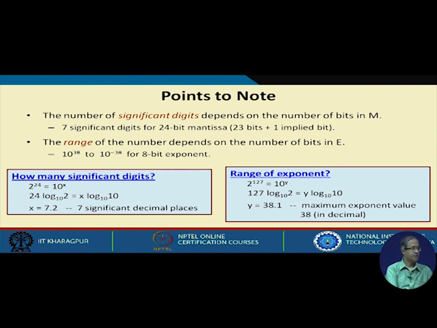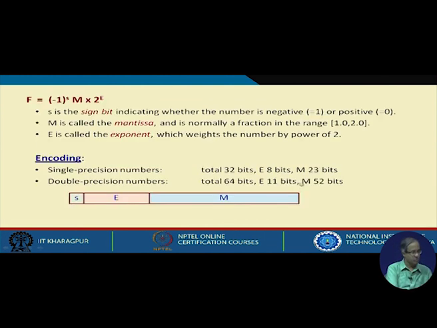Okay. Now, just going back once, the number of significant digits in your representation will depend on how many bits you are using for the mantissa.